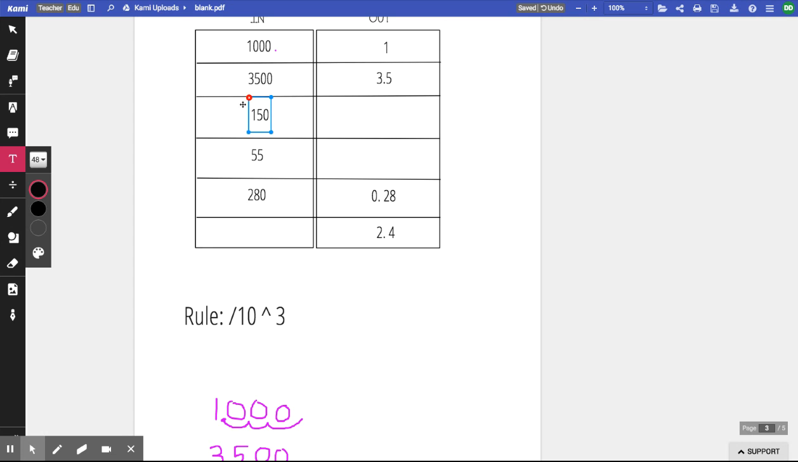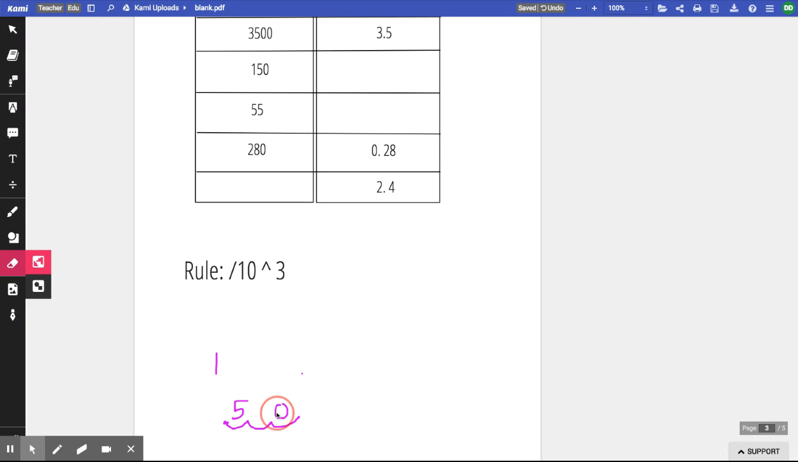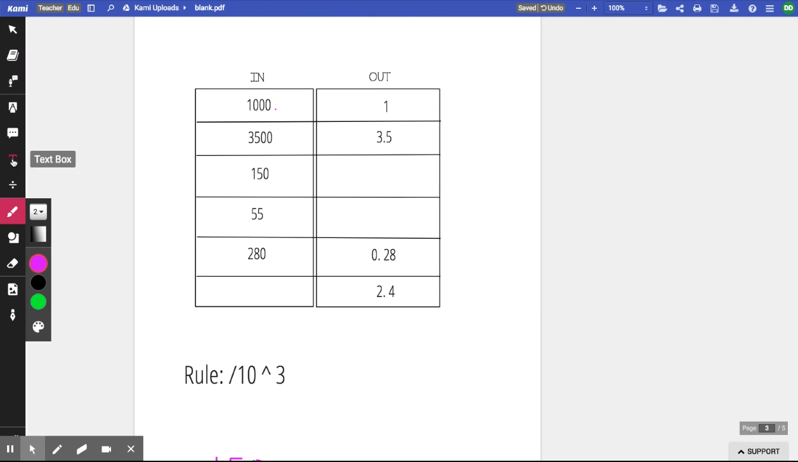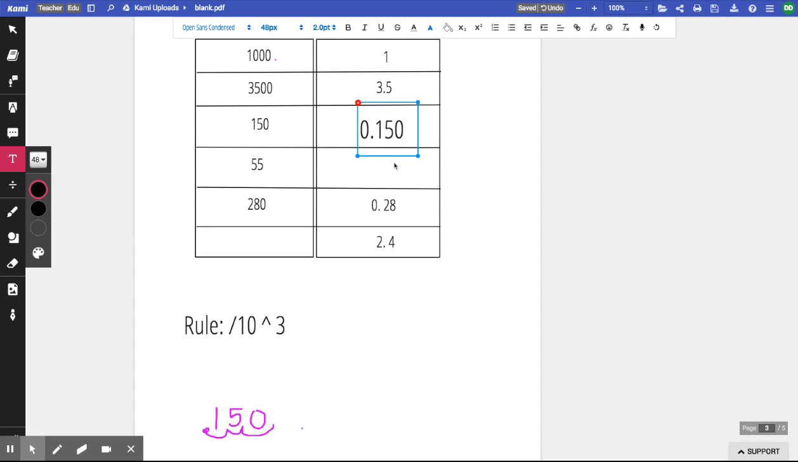So I want to take a look at 150. That's my in. What is going to be my out? So here's 150. Remember, I'm moving my decimal point to the left 3 places. 1, 2, 3. My new number is 0 and 15/100. I could add the 0 at the end. I don't need to, but it's up to you.